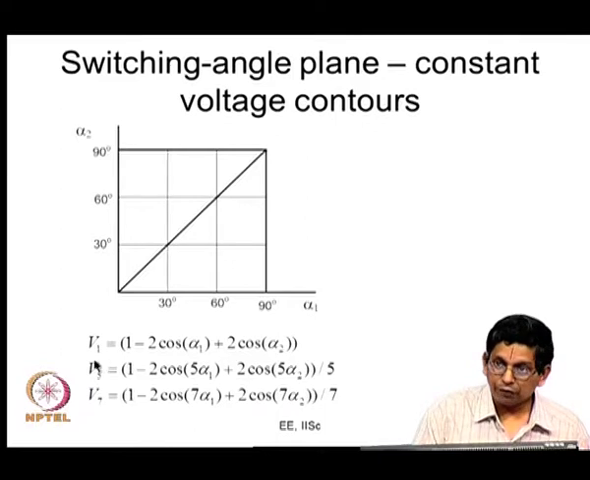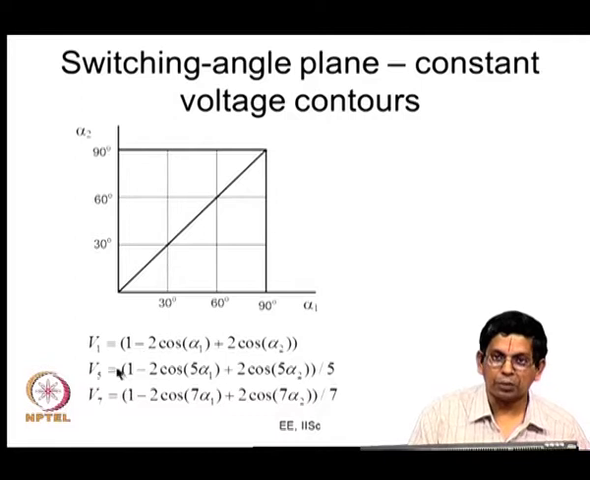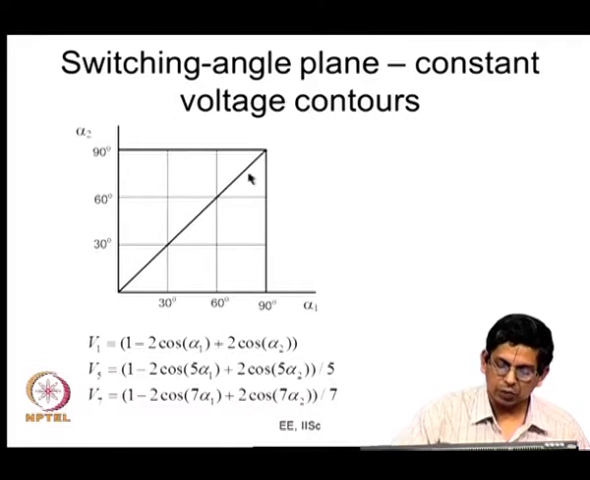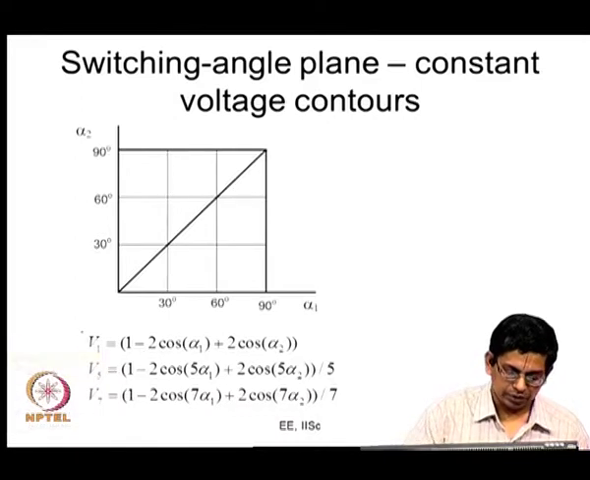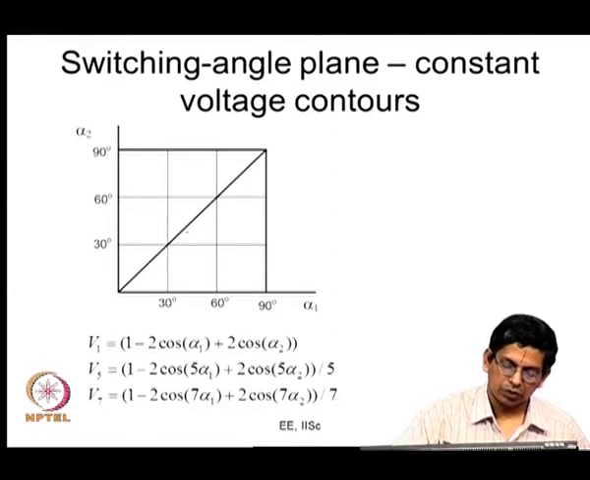So, if you are looking at V 1 equal to 1 minus some particular fundamental voltage, let us say you consider this one. What is that line? This line is alpha 1 equal to alpha 2. When you say alpha 1 is equal to alpha 2, you can see from this equation that it is 1. So, this corresponds to V 1 equal to 1 per unit.